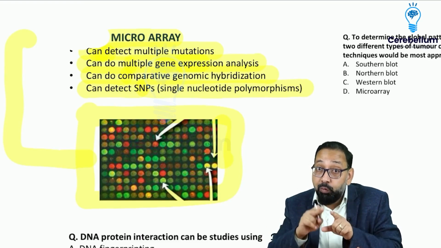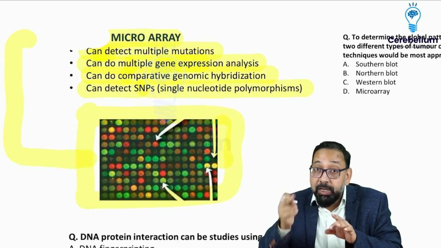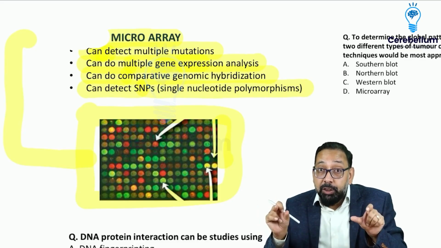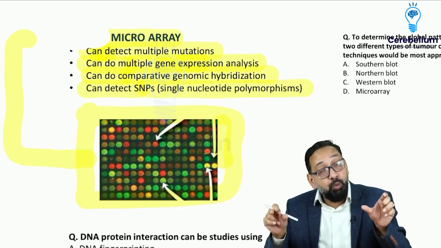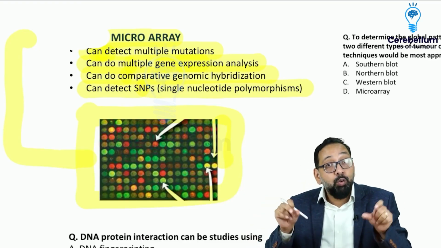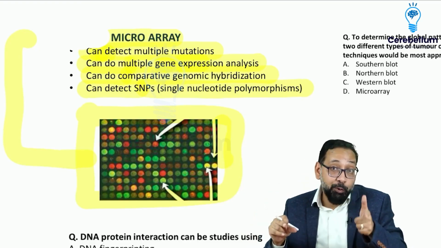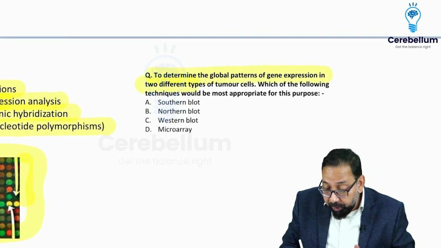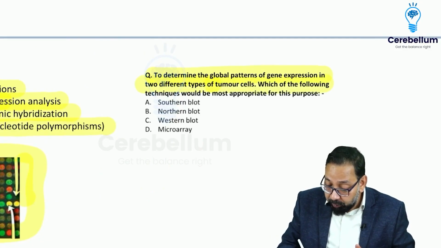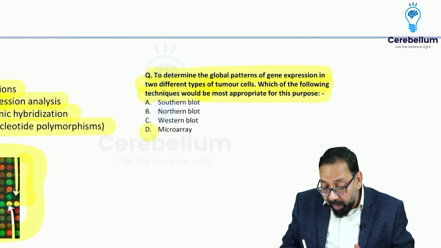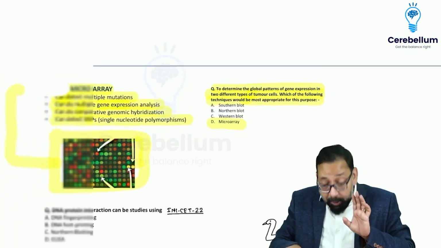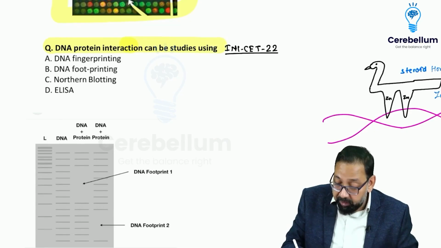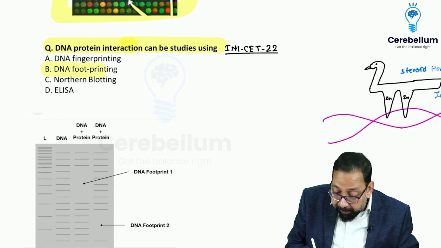Again, I am repeating. If you want to detect multiple mutation, multiple gene expression, microarray. If you want to compare gene expression in normal cell, cancer cell, or two different types of tumor cell, or two different types of normal cell, microarray. So this question, to determine global pattern of gene expression in two different type of tumor cells, which of the following technique would be most appropriate? Answer is microarray.